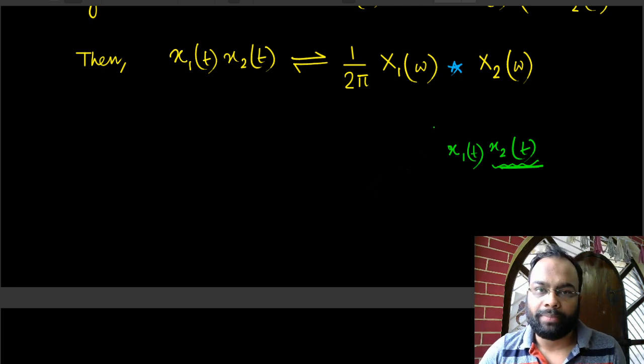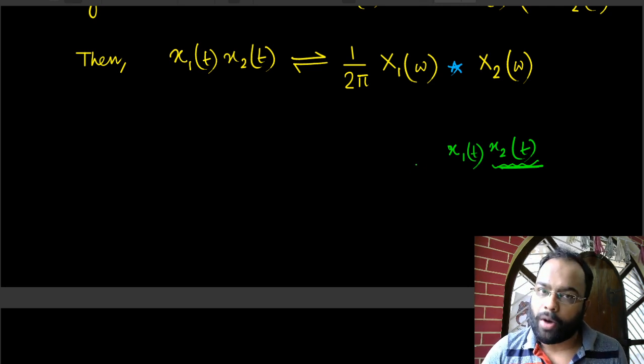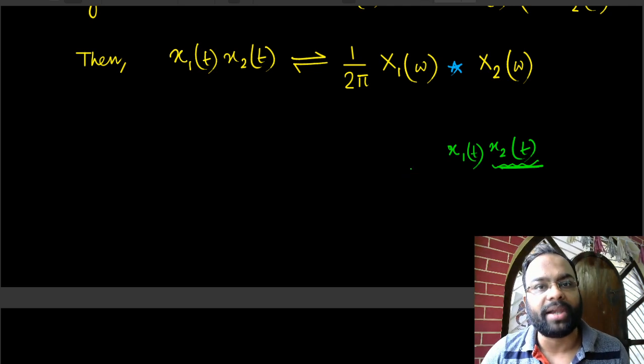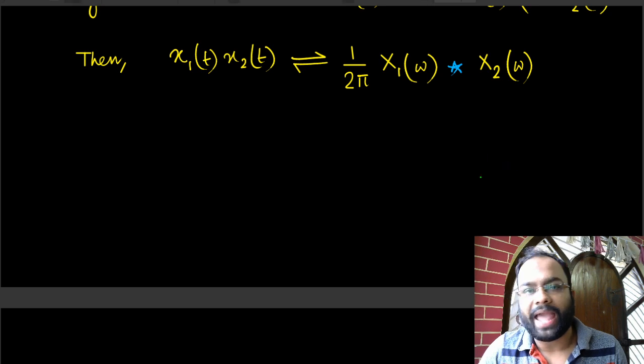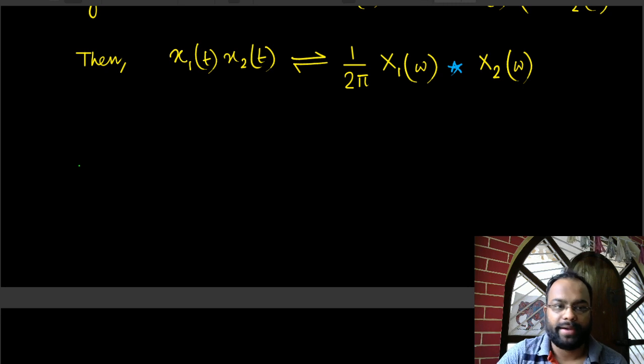Okay, so multiplication of two signals is known as modulation, right? There are other forms of modulation. This, in a specific sense, is known as amplitude modulation. So when you are modulating the amplitude of one signal by another signal. All right, so let's prove this.